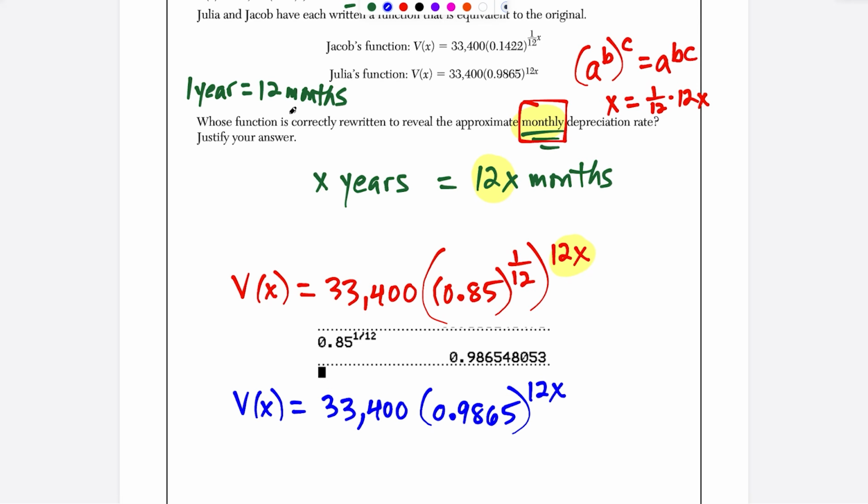So the question is asking whose function is correctly rewritten. So we're asking here who did this correctly. Julia did this correct. So we could say Julia is correct. And we don't have to say any more because the question is just telling us to justify. Okay, so the question says justify your answer, which just means we have to show supporting math to get to the conclusion here. So this would get us full credit.